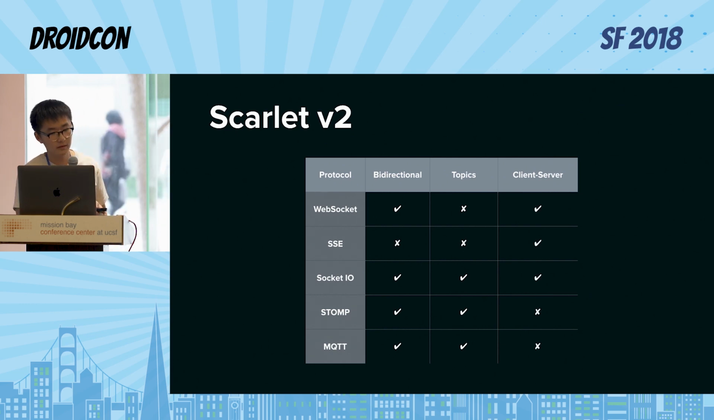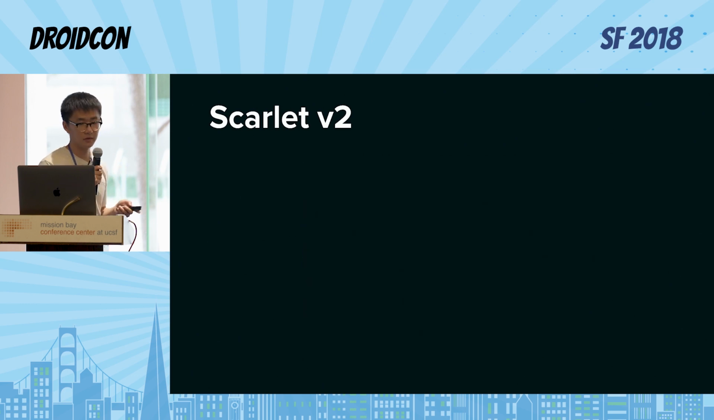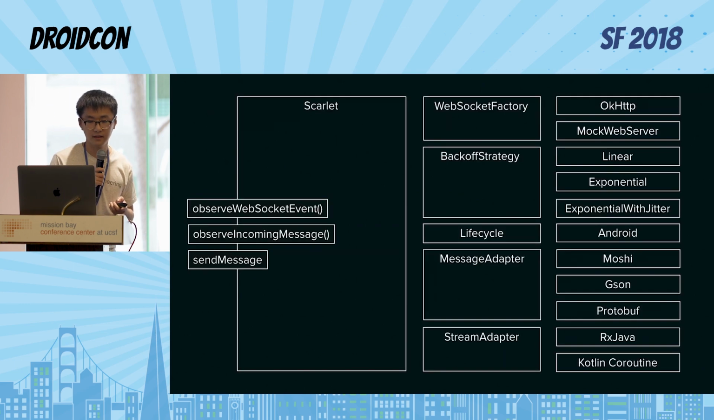Finally, Stomp and MQTT do not talk to the server directly. They talk to message brokers, which then forward the message to the server, to your backend. In order to support all these protocols, we made a lot of changes in Scarlet. We rewrote half of the code that is in Scarlet.